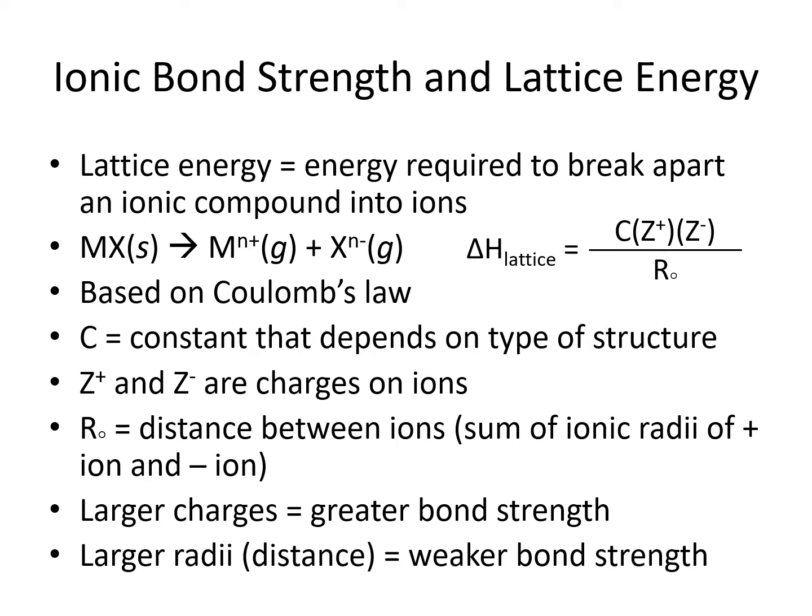If we had an ionic compound that had the formula MX, it would break apart into the cation, which we could represent as M with an n+ charge, and X would be the anion with an n- charge. The lattice energy is basically just Coulomb's law. We have the charges in the numerator and the distance between those charges in the denominator. That distance is the sum of the ionic radii of the positive ion and the negative ion.